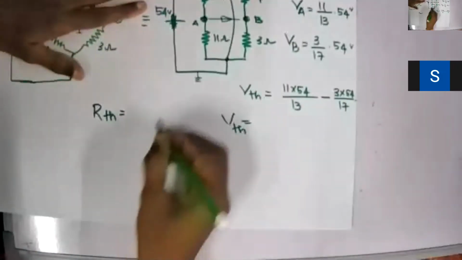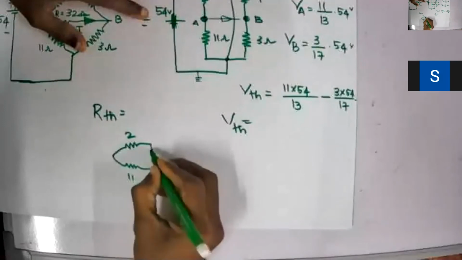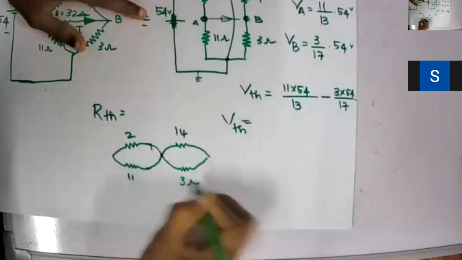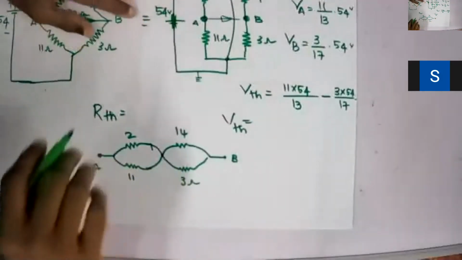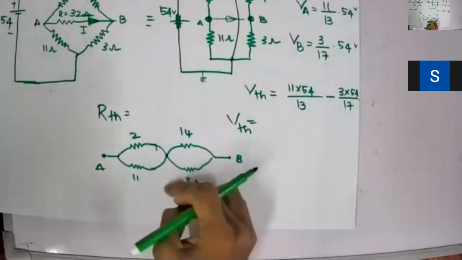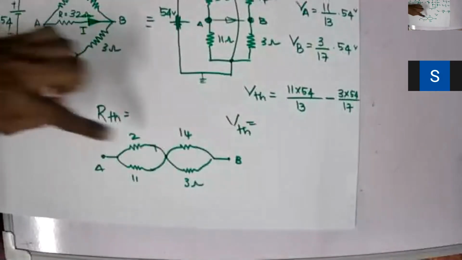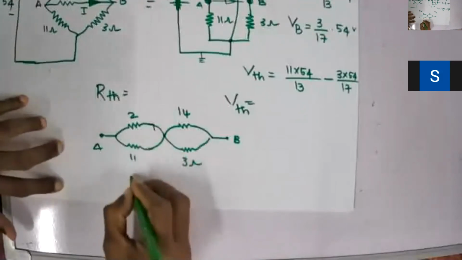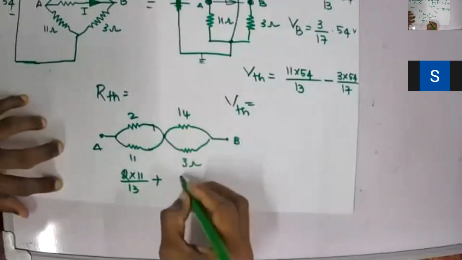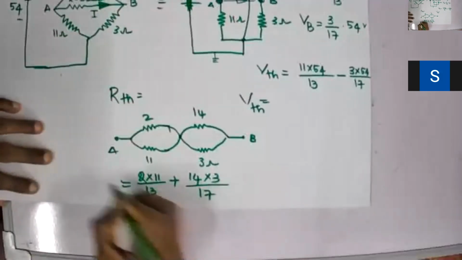If I pull off A and B along the axis, this will become the 2 ohm resistor and 11 at the bottom, and then it is connected in the middle, and then again the 14 ohm resistor and 3 ohm resistor. Am I right? So this will be my A and this will be my B. Clear? 2 and 11 are connected in parallel, in series with the parallel combination of 14 and 3. So now you can easily solve this one. So this will be 2 into 11 divided by 13 plus 14 into 3 divided by 17, which will be my RTH.